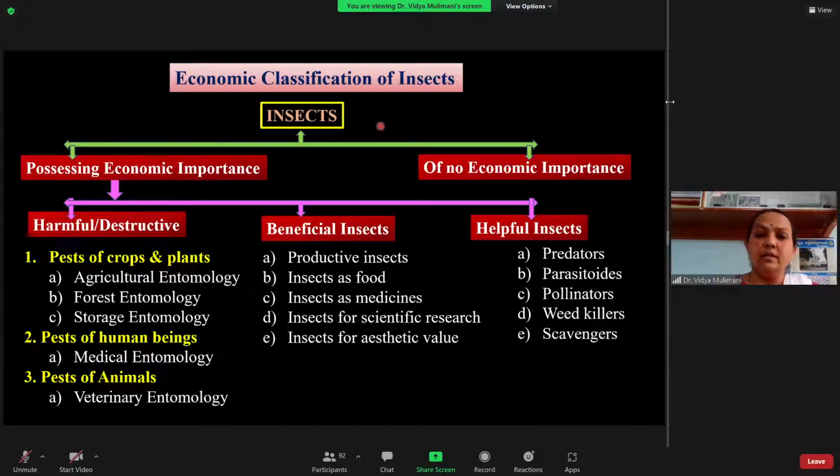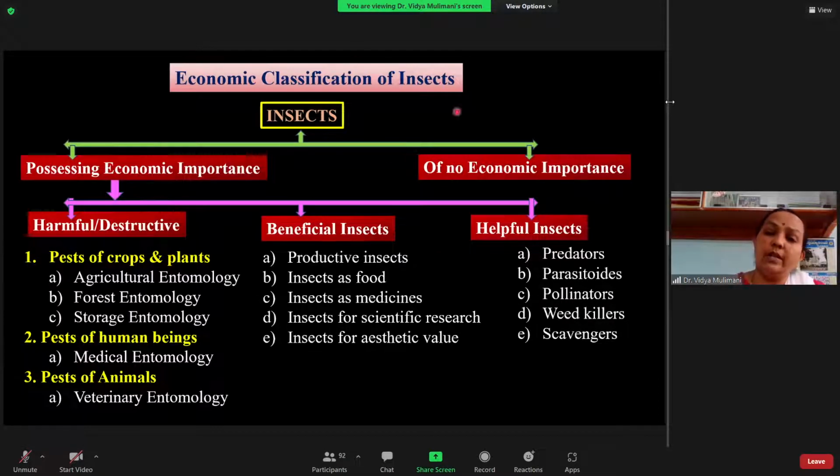Coming here, as I told you, in this course you are going to study classification in a different way. One is the insects possessing economic importance, and the other side is the insects which are not having economic importance. This is a broad classification of insects. Just like in the last course, you studied pterygota, again in the pterygota we have exopterygota and endopterygota. That was the classification. But here the insects are classified mainly based on whether they are economically important or not.